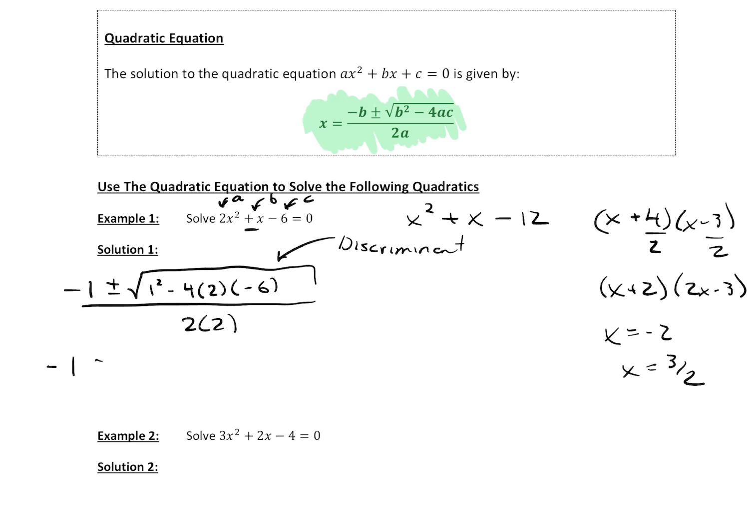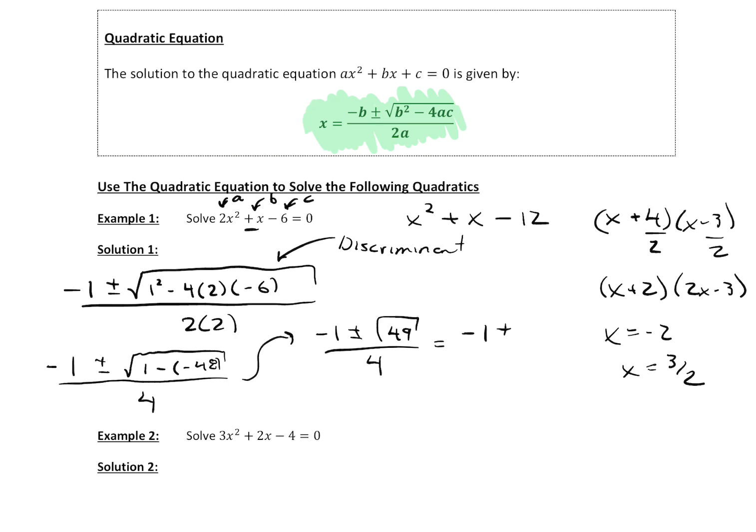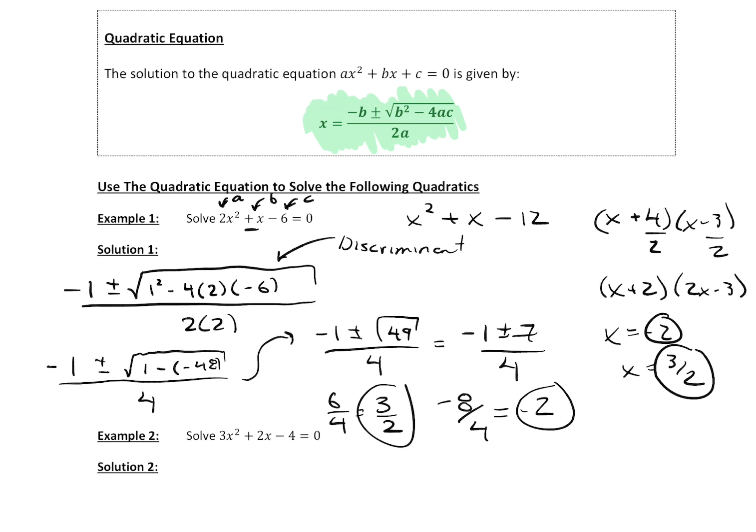So now negative 1 plus or minus the square root of 1 minus negative 48 over 4, which is negative 1 plus or minus root 49 over 4. So that's where we get negative 1 plus or minus 7 over 4. So you're going to get negative 1 plus 7, so 6 over 4, which is the 3 over 2. And negative 1 minus 7, negative 8 over 4, which is negative 2. So that's where that comes from, and that's where that comes from. Quadratic equation does it as well.